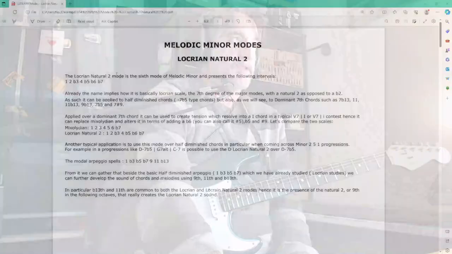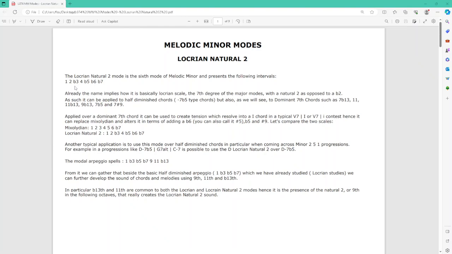In this particular lesson, we're going to look at the 6th degree of melodic minor, which is called Locrian Natural 2. Let's dive straight into it and see what we have. The Locrian Natural 2 mode is the 6th mode of melodic minor and presents the following intervals: 1, 2, flat 3, 4, flat 5, flat 6, flat 7. Let's have a look straight away at how we get to this conclusion.